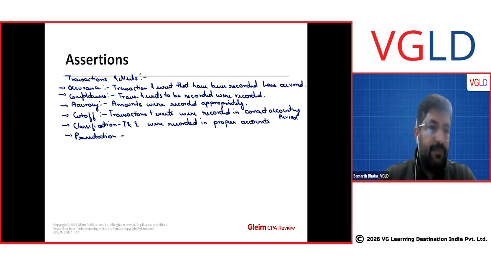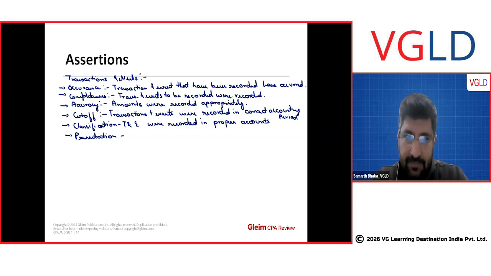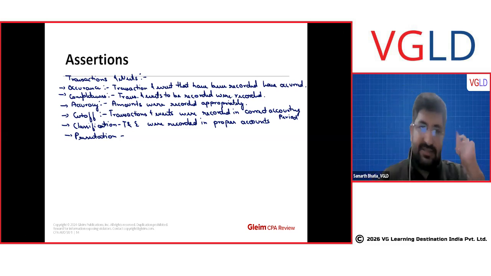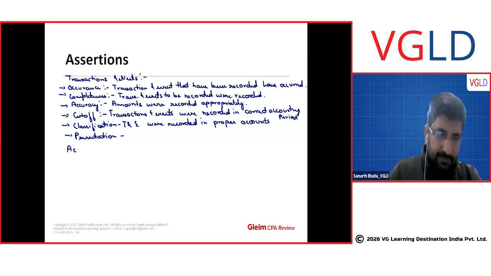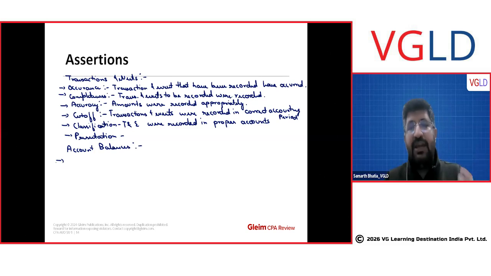Then we have the assertions related to account balances. We have an assertion about the account balances. So this is the topic we will do in more detail in the coming chapters as well. So don't worry. Here we are just looking at the basic part.